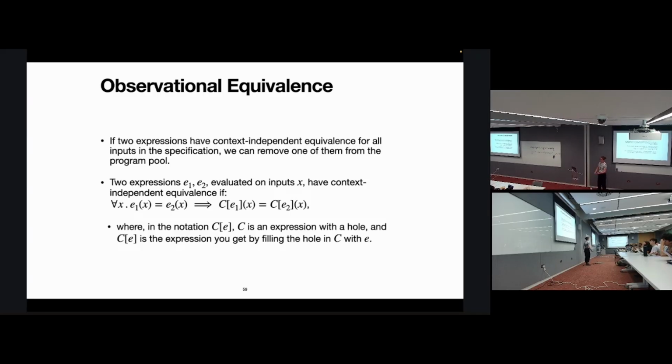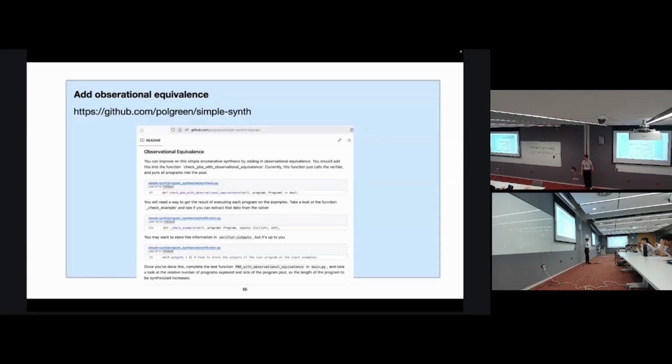So as an example, if I had x plus 1 and I had abs of x plus 1, they evaluate to be the same, because I know that abs x and x are the same, because they behave the same on my inputs. It's just a clever way of pruning. Questions about observation equivalence? Yes?